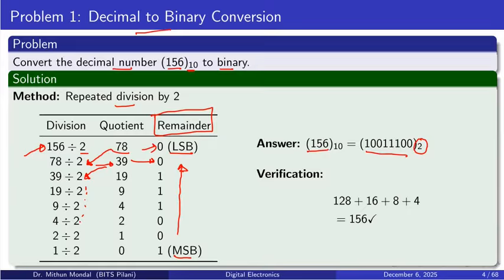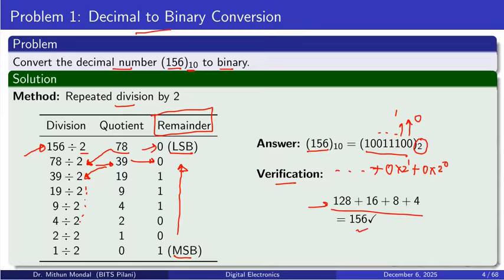We can cross-validate whether this process is correct by converting this number back into the decimal system. Here, this is the position 0, this is the position 1, and so on. So we multiply 0 into 2 to the power 0 plus 0 into 2 to the power 1, and so on. We will get these numbers in the decimal system, which comes to 156.